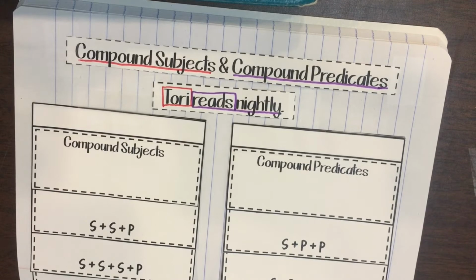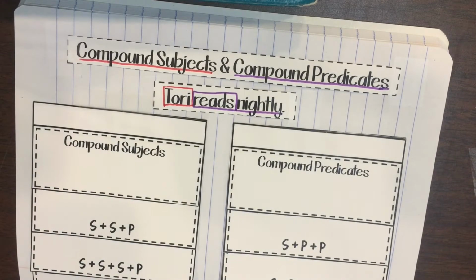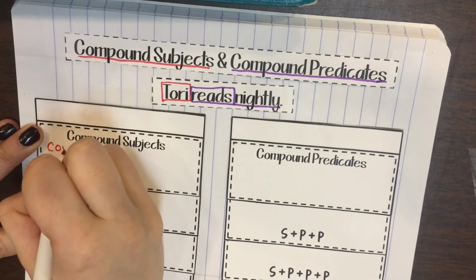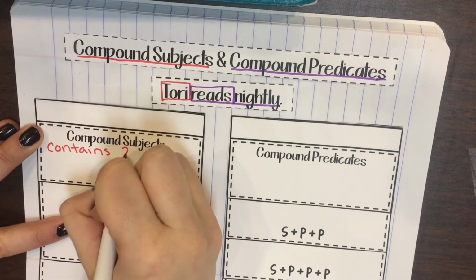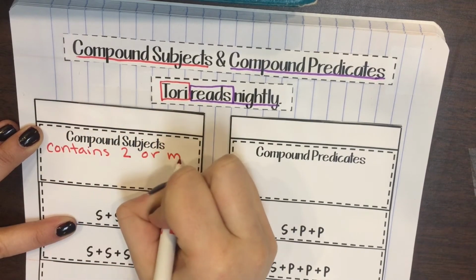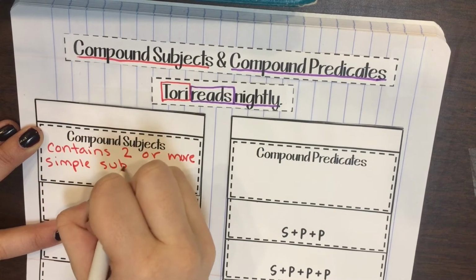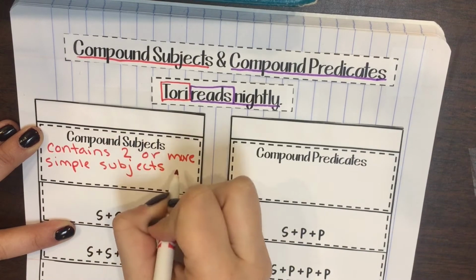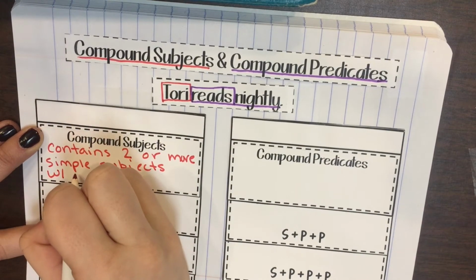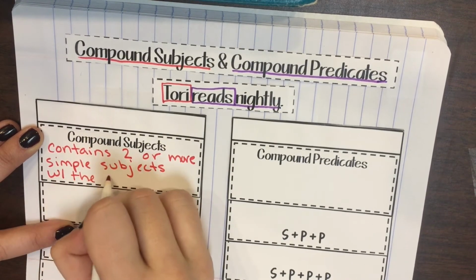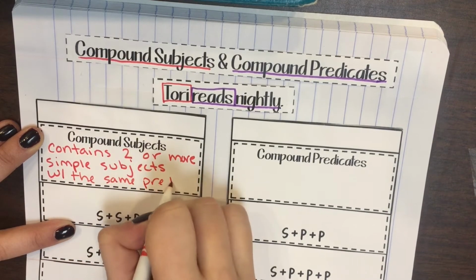So you might be asking, what is a compound subject or a compound predicate? A compound subject, once you hear this, you're going to be like, oh yeah, of course, so easy. A compound subject contains 2 or more simple subjects, but they all need to have the same predicate. So I'm writing: contains 2 or more simple subjects with the same predicate.